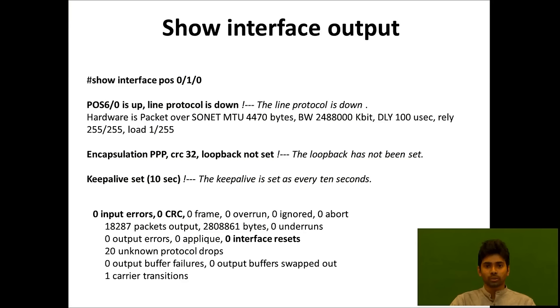Under the show interface output, there are three important parameters that we need to check: input errors, CRC, and the interface resets. If you observe these three parameters to be incrementing, this points to a layer one issue, which means the problem could be with the hardware or the line. To isolate this, we will perform loopback tests. I will be talking about the different loopback tests that we can perform towards the end of the presentation.